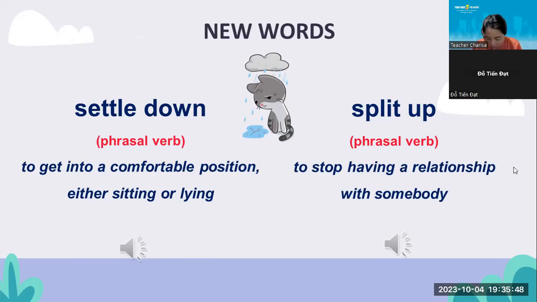Okay, can you please read the title down? What is settle down? Settle down is to get into a comfortable position. Yes, to get into a comfortable position, sitting or lying. So you are comfortable, right? You are settled down. You are sitting, okay, you are lying. It's like that. You are settled down.